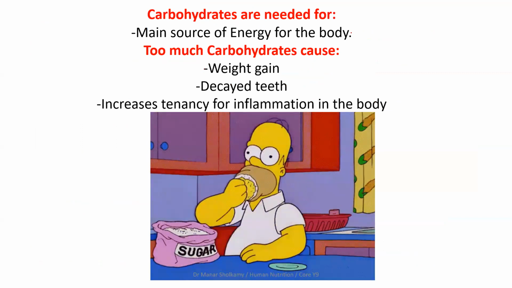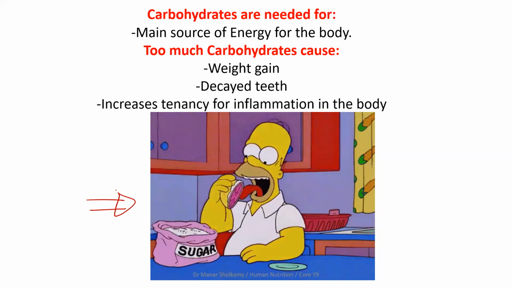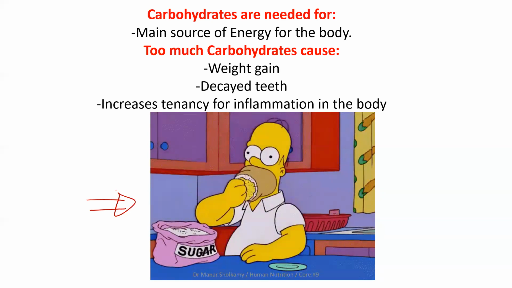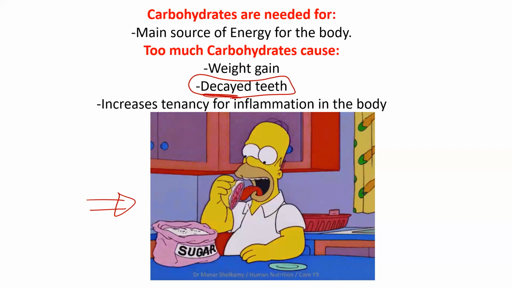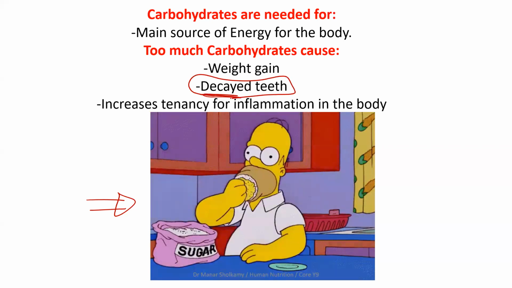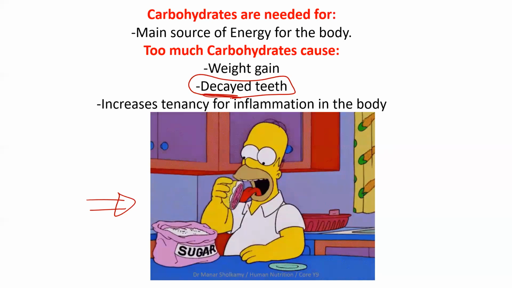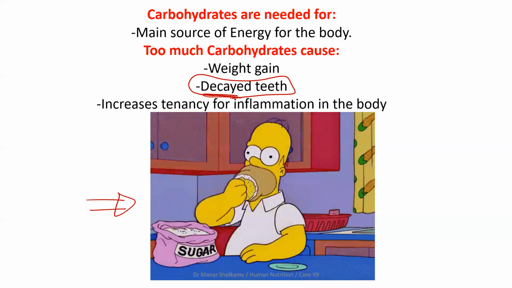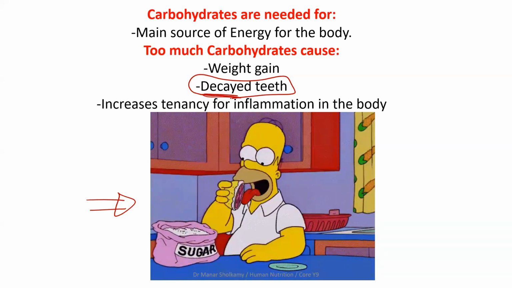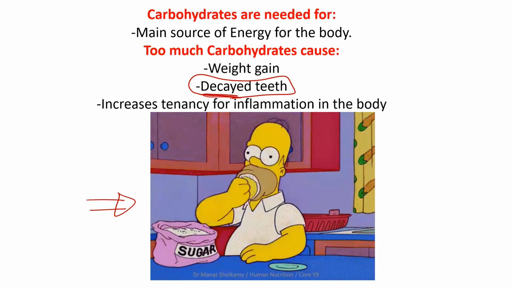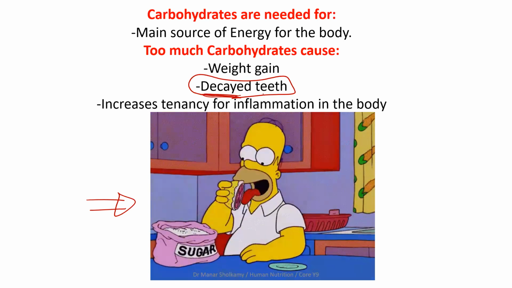Now, too much sugar, like in this cartoon. Not only will it make you gain weight, but it will also cause what? Tooth decay. Sorry, I said diabetes. Yes, you are correct. Who said that you're wrong? Too much sugar can give you diabetes, of course. There's type 1 and type 2, right? Yes, we'll study it in the lesson homeostasis. Also, it causes lots of inflammation in your body.